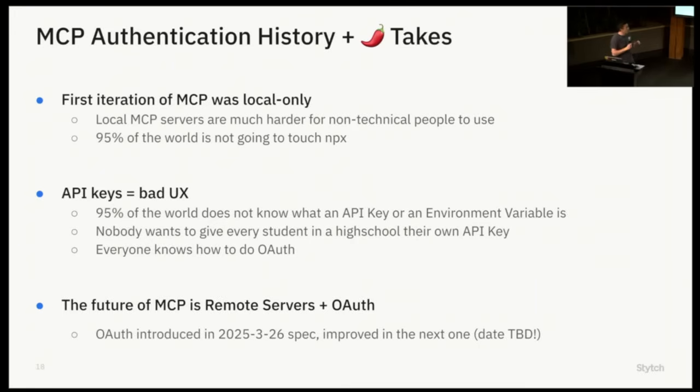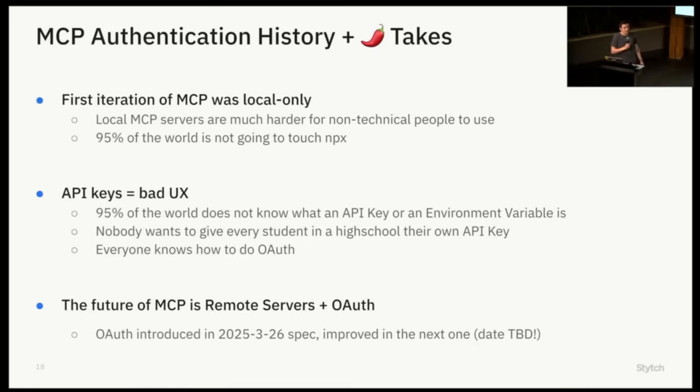Similarly, a lot of the earlier MCP examples are based around API keys. And API keys and environment variables, these are tools that everybody in this room knows how to use. But that's not true of the rest of the world. And I think that if we're still depending on these tools moving forward, we're going to limit the adoption of MCP. We're going to limit the adoption of agents in AI.